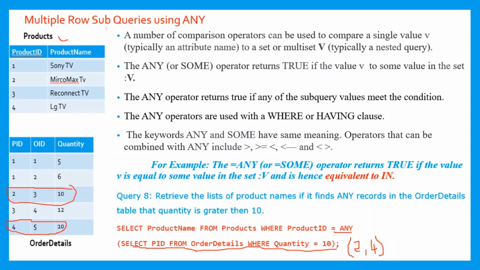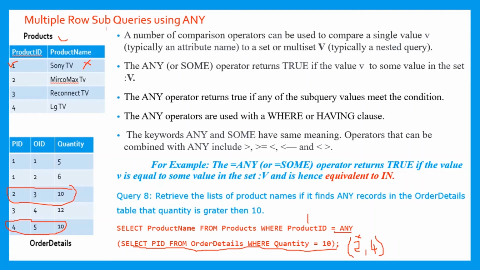Now the outermost query selects the product name from products where the product ID is available in the innermost query result or not. Now the first row has been selected, the product ID is 1. Now 1 is checked with the result of the innermost query. Is 1 available in 2? No, so this is not selected. Again, is 1 there in the second value? No, this is not selected. So the first row is not going to be selected.